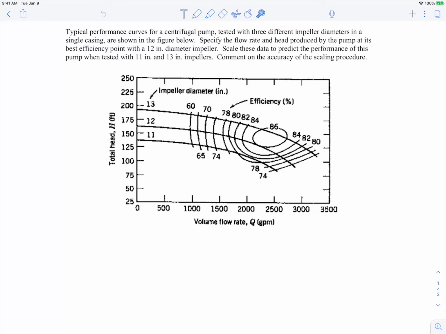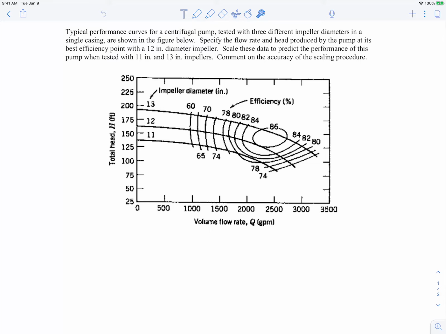So here it says specify the flow rate and head produced by the pump at its best efficiency point with a 12-inch diameter impeller. Scale these data to predict the performance of the pump when tested with 11 and 13-inch impellers, and then comment on the accuracy of the scaling procedure.